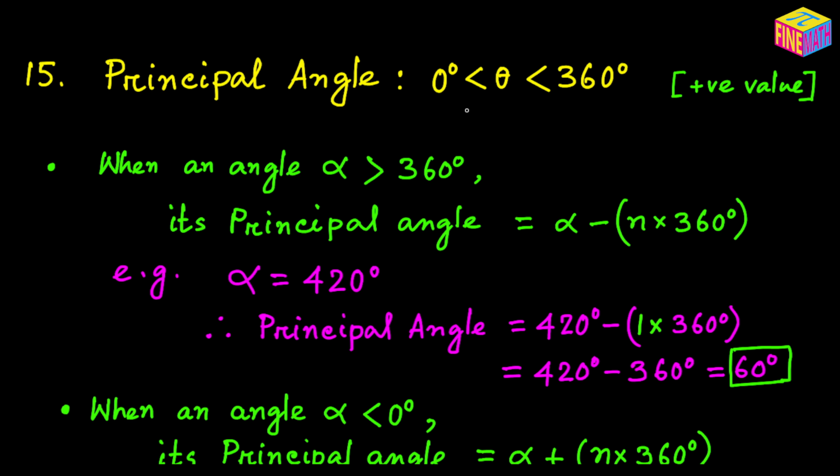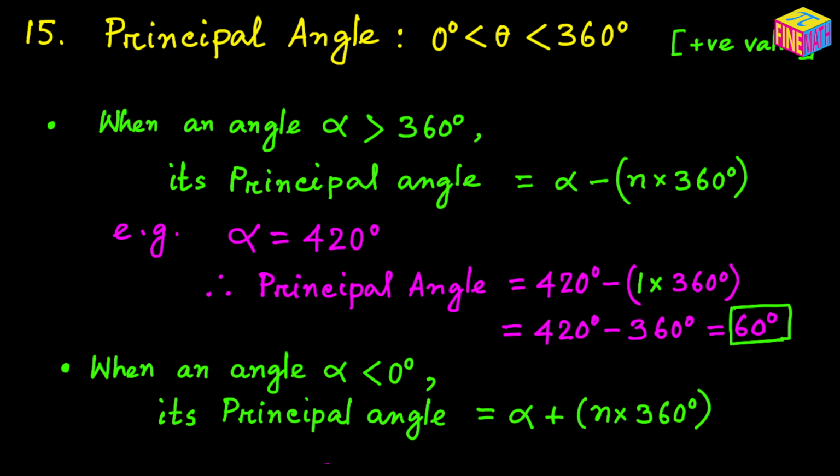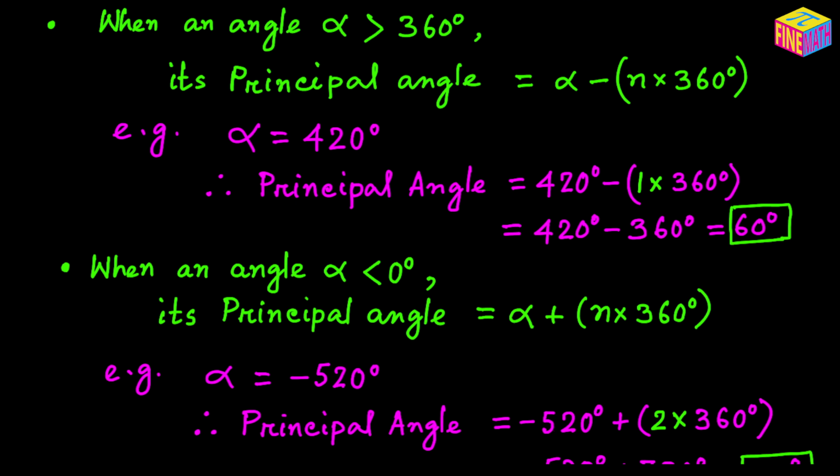A principal angle is always between 0 degrees and 360 degrees, and its value will always be positive. If somebody says, hey, I have a principal angle which is a negative value, that's totally wrong. A principal angle is always denoted as positive. It's never negative. So no matter what angle you have been given, you either subtract some multiple of 360 degrees or you add some multiple of 360 degrees.